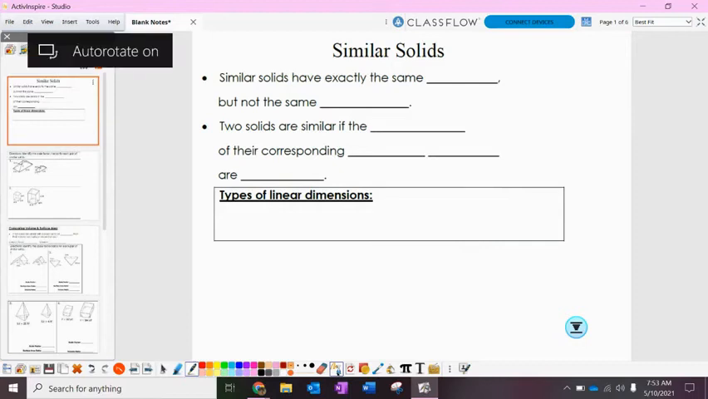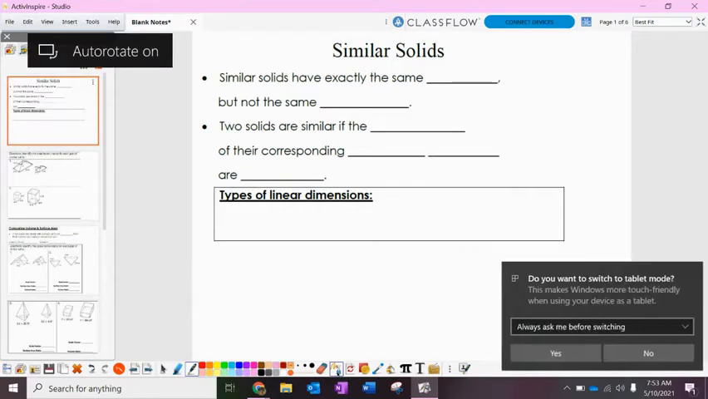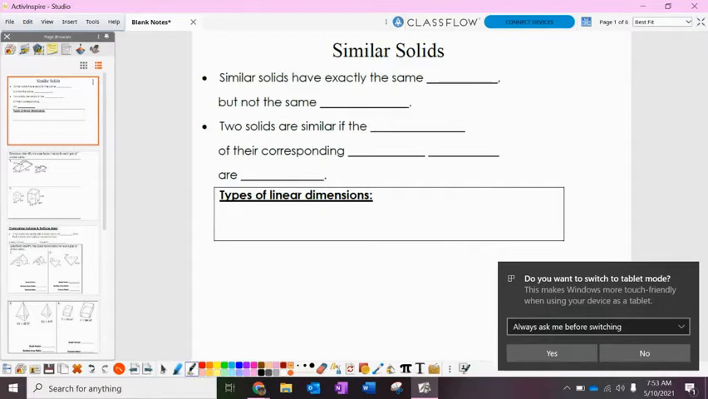Okay, so today we're going to be talking about the ratios of similar solids. So a few definitions to get us started. Similar solids have exactly the same shape. They're similar to each other, but not the same size. That's why they're not congruent. They're just similar. They have the same shape, but not the same size.